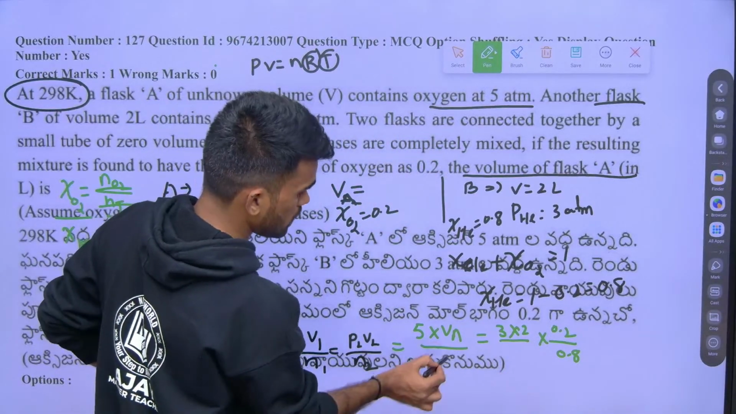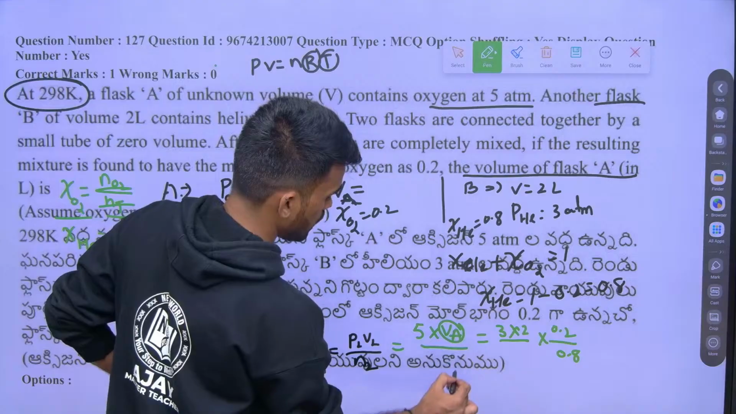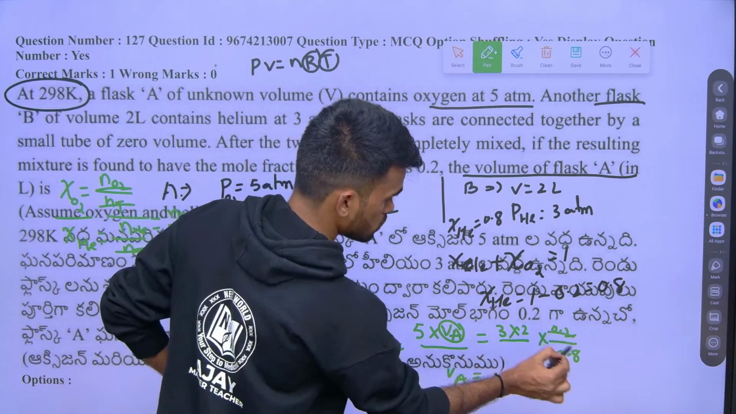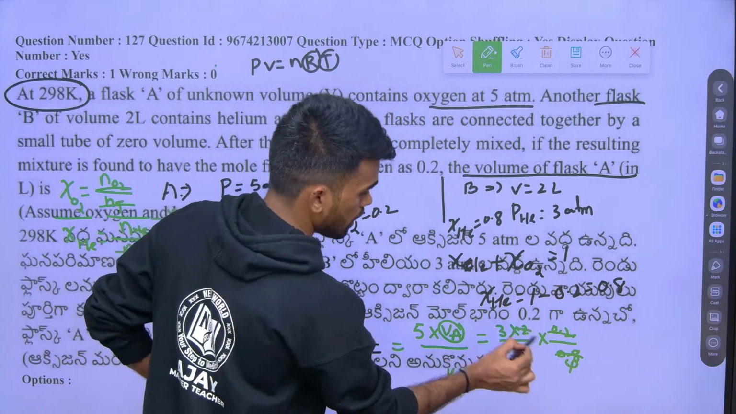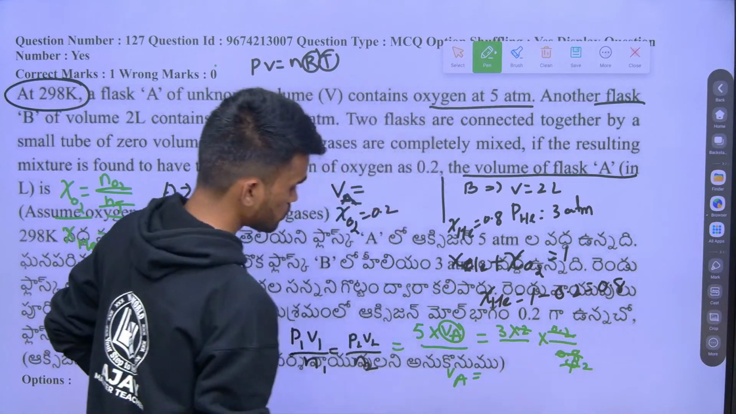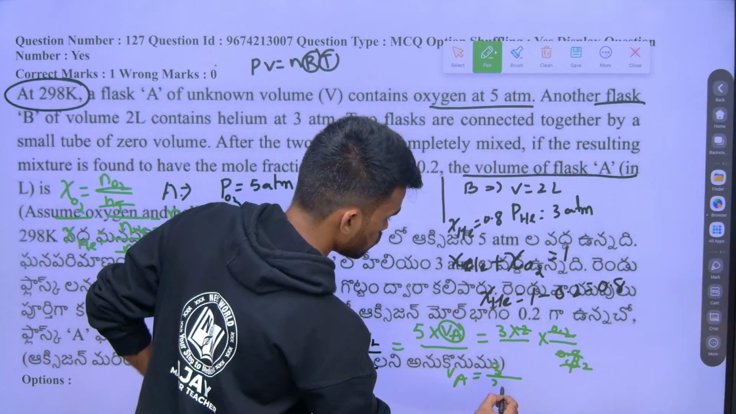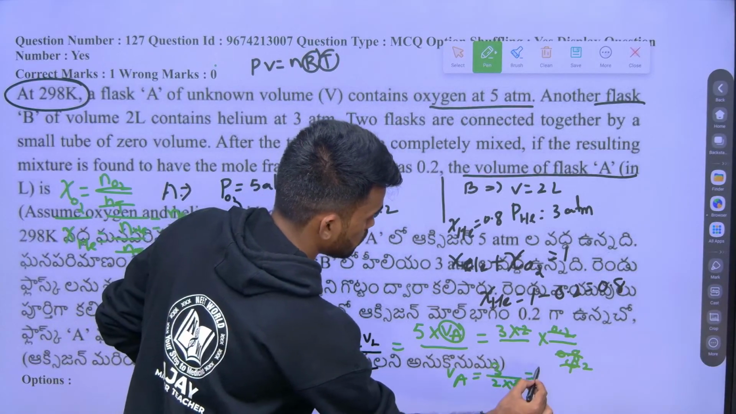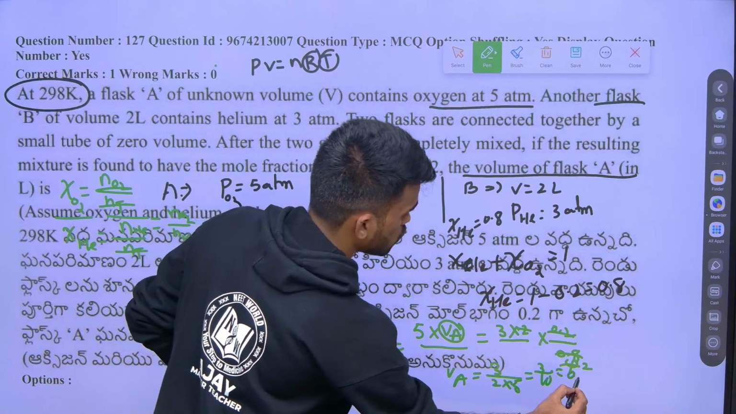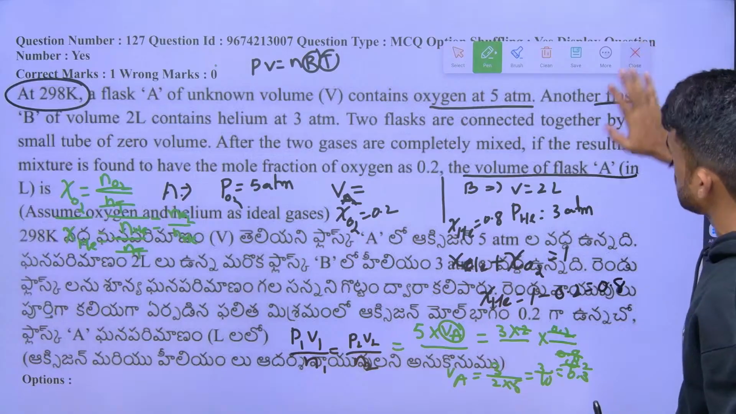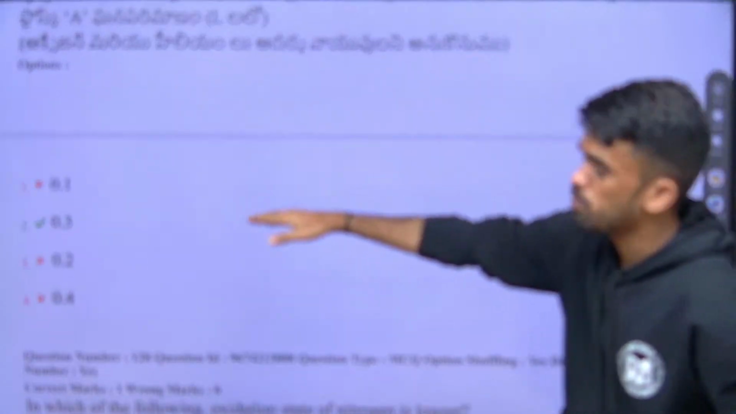Now we need to find the volume of A. So VA equals, this will become 4 times and this will become 2 times. So now we have 3 by 2 into this 5, so 3 by 10, which means 0.3. Do we have 0.3 or not? Let us check. Yes, 0.3 is our answer.